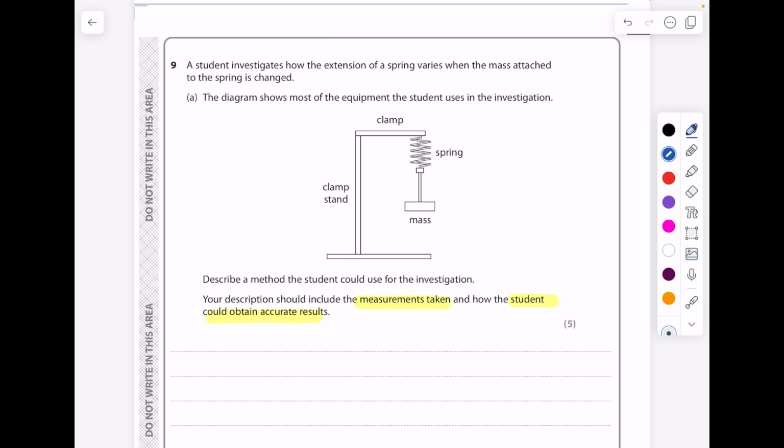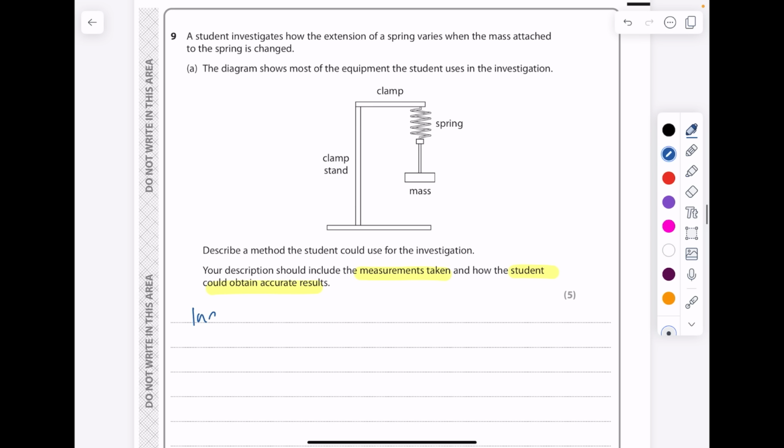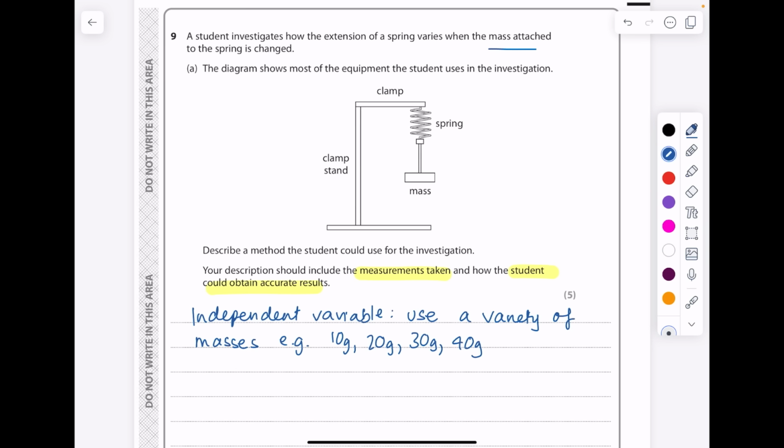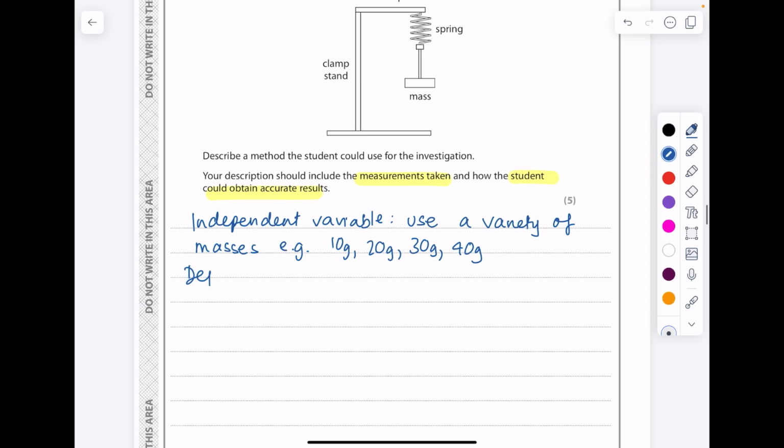Although the variable layout doesn't work quite as beautifully in physics compared with chemistry and biology, I'm still going to use it here, but we do need to provide some extra method points. So my independent variable, what am I changing? Well, it says here that we're changing the mass attached. Use a variety of masses, e.g. 10 grams. Okay, the dependent variable is very important because they've actually mentioned, what are we measuring here?